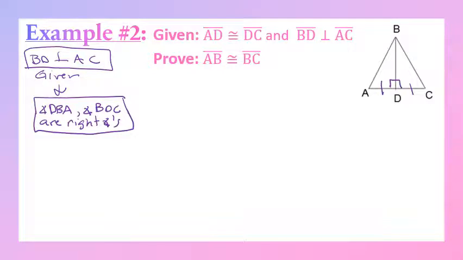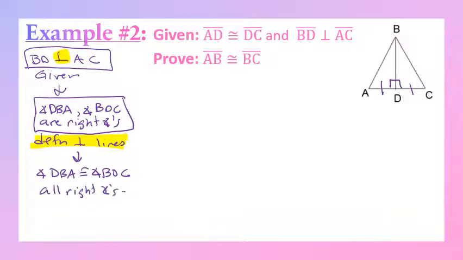So again, if I look right here at this symbol, this reason follows directly from that symbol. So this is going to be definition of perpendicular lines. Now, what do I know about all right angles? I know that all right angles are congruent. So I can say that angle DBA is congruent to angle BOC. And that is because all right angles are congruent.